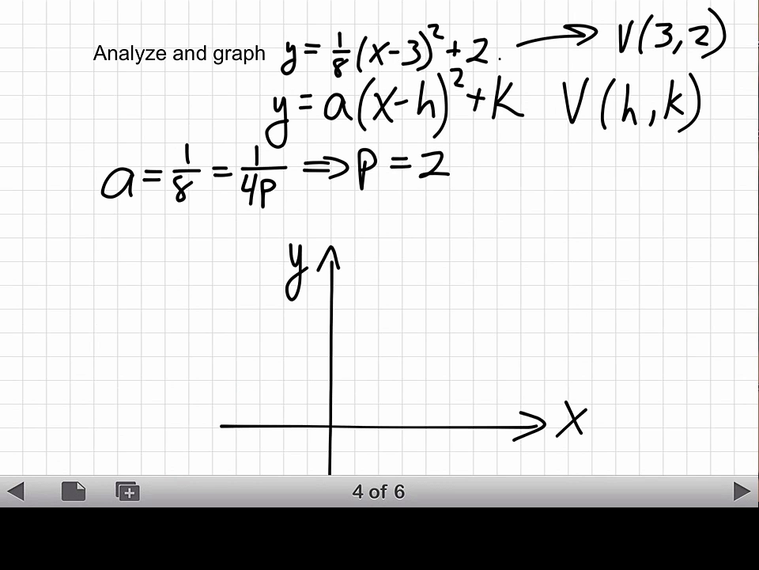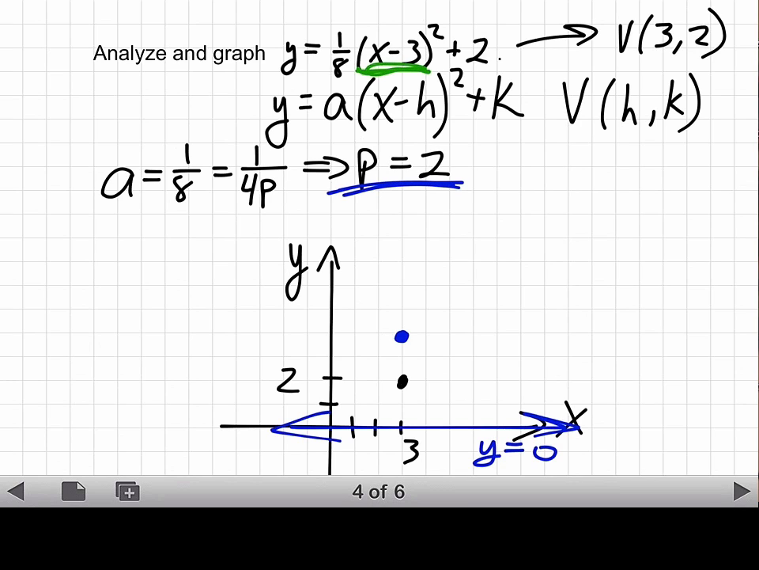I have some axes here, and I'll label 3 and 2. That's the dot where the vertex is going to be. Because this equation has the x as the part that's squared, this is going to be a vertically oriented parabola, meaning it'll open up or down. And because a is positive, it's going to open up. Since p is 2, I know that the focus is 2 units up from the vertex, and the directrix is 2 units down. And so the directrix has the equation y equals 0.